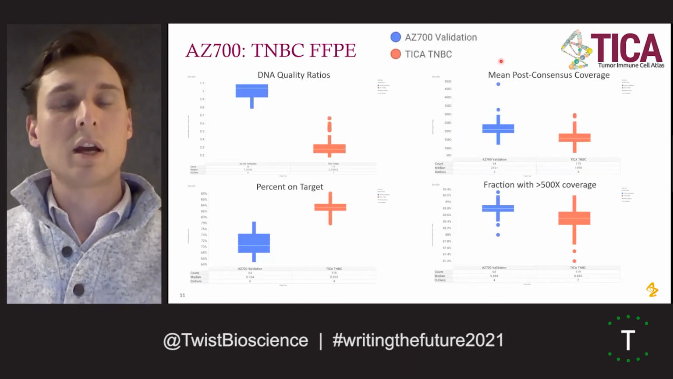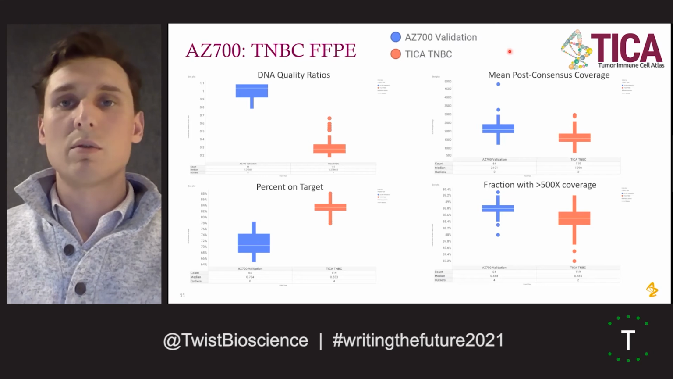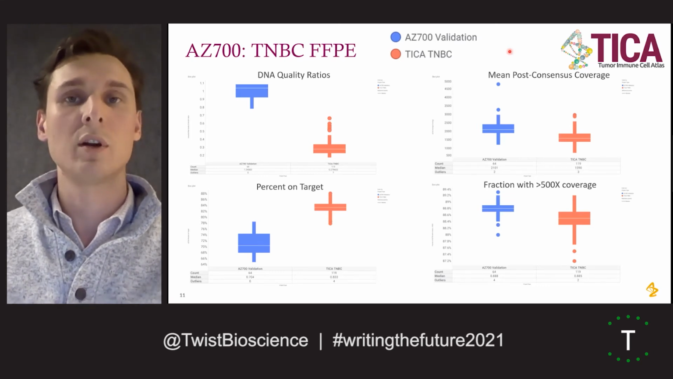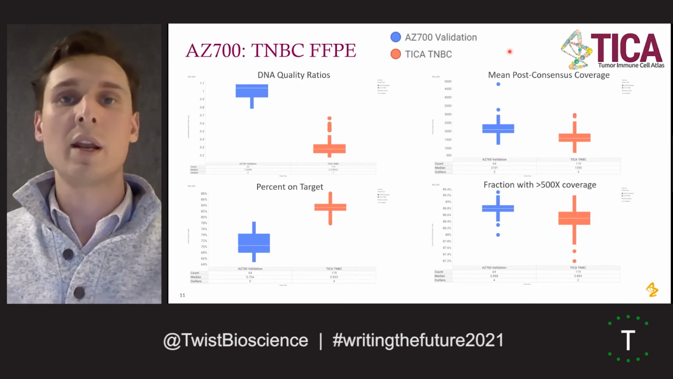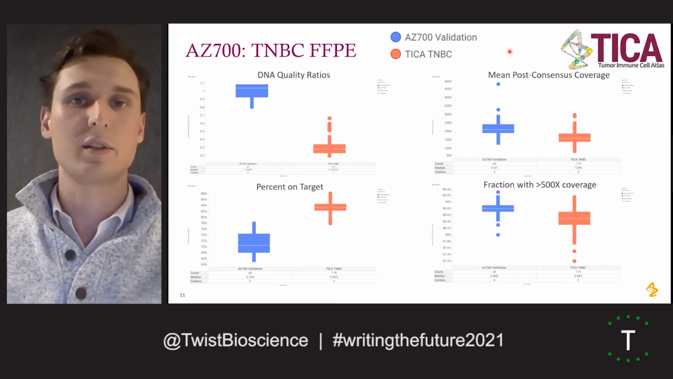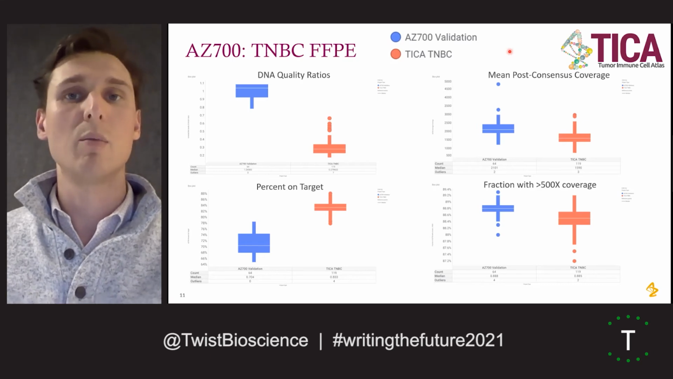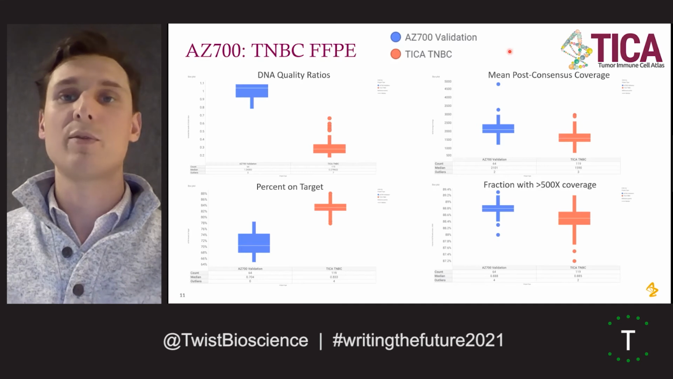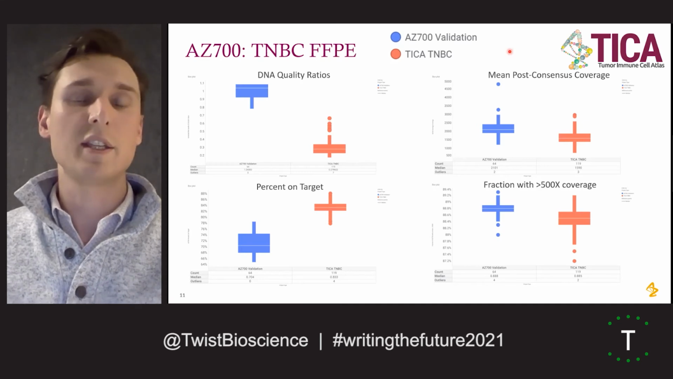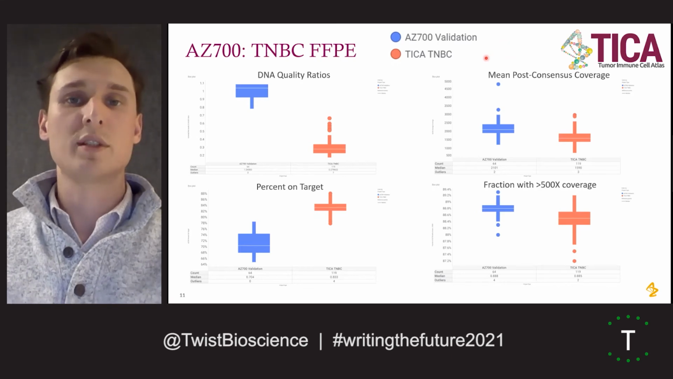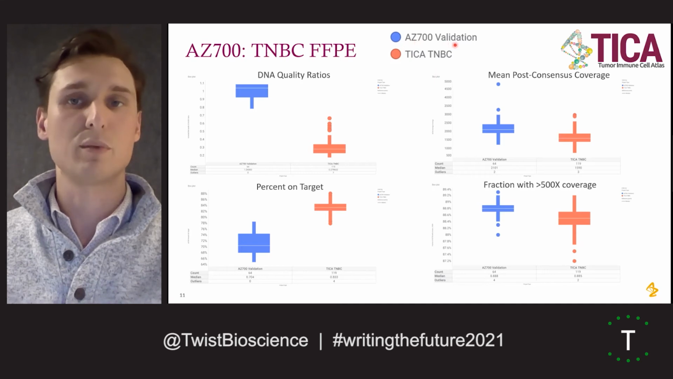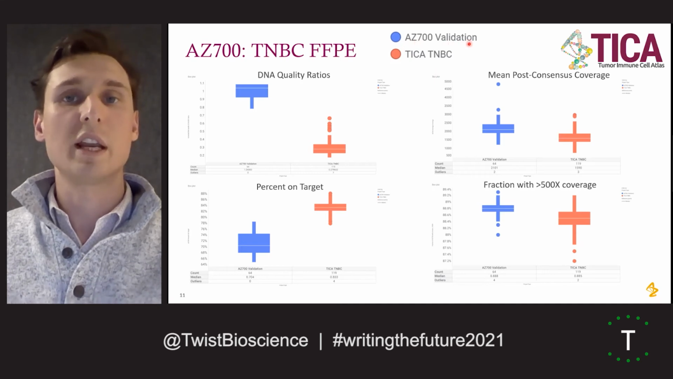So this sample set was kind of ripe for reprocessing. We had additional tissue left over, and we really wanted to be able to generate high quality data. So we performed the whole sample process of extraction to library preparation one more time, but this time instead of performing whole exome sequencing, we used the AZ700 panel.